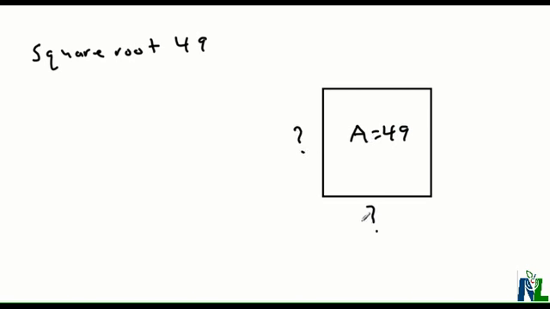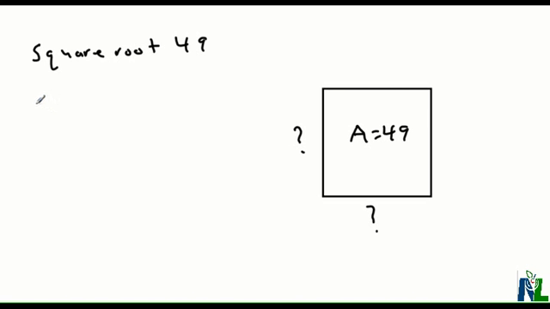If instead I'm asked to find a square root, say find the square root of 49, in terms of my diagram, what that tells me is that I'm given the area of the square as 49, and I'm looking for the side lengths. Okay, so that's what square root is. You can kind of think of it as finding the side length of a square given the area.